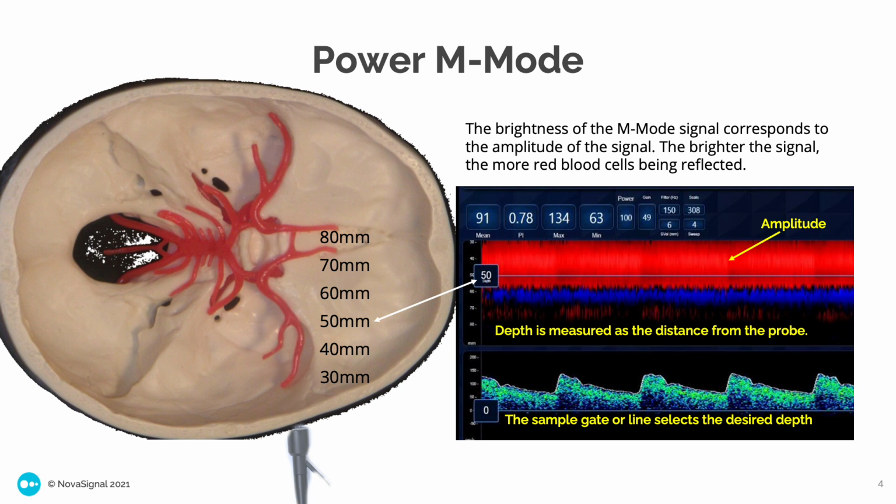The brightness of the M mode signal corresponds to the amplitude of the signal. The brighter the signal, the more red blood cells being reflected. As such, the amplitude of the M mode is a direct correlation to the quality of the Doppler signal you will get below. The sample volume in this particular case is at a depth of 50. The color representation is very strong and looks very good.